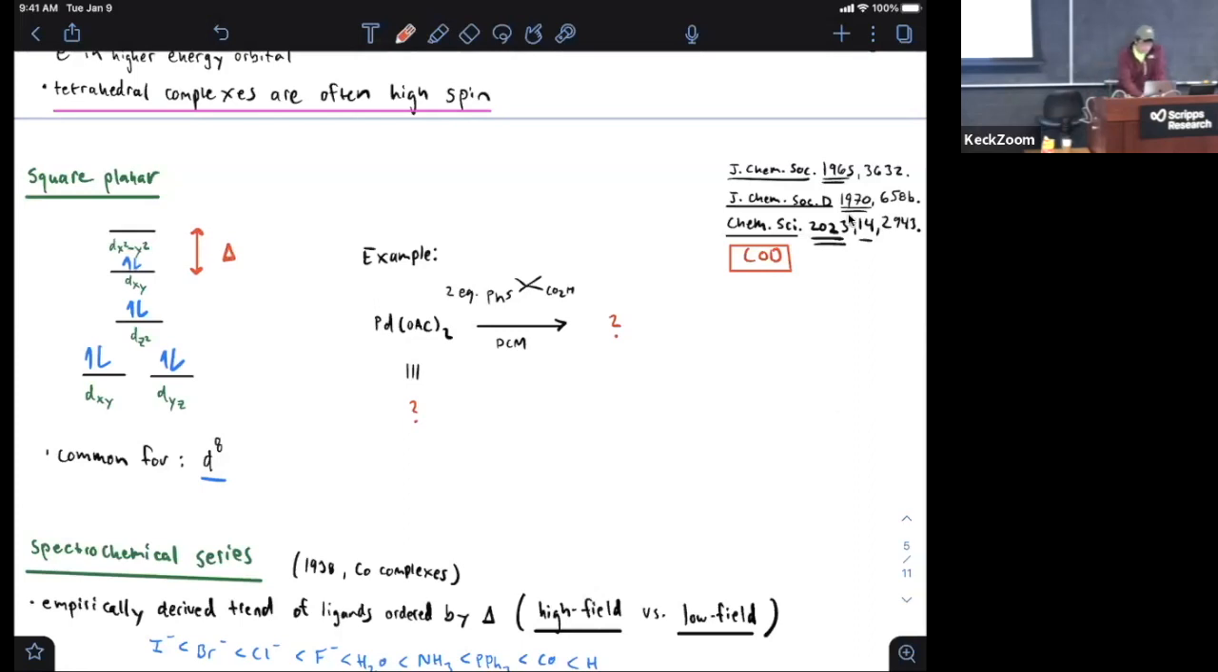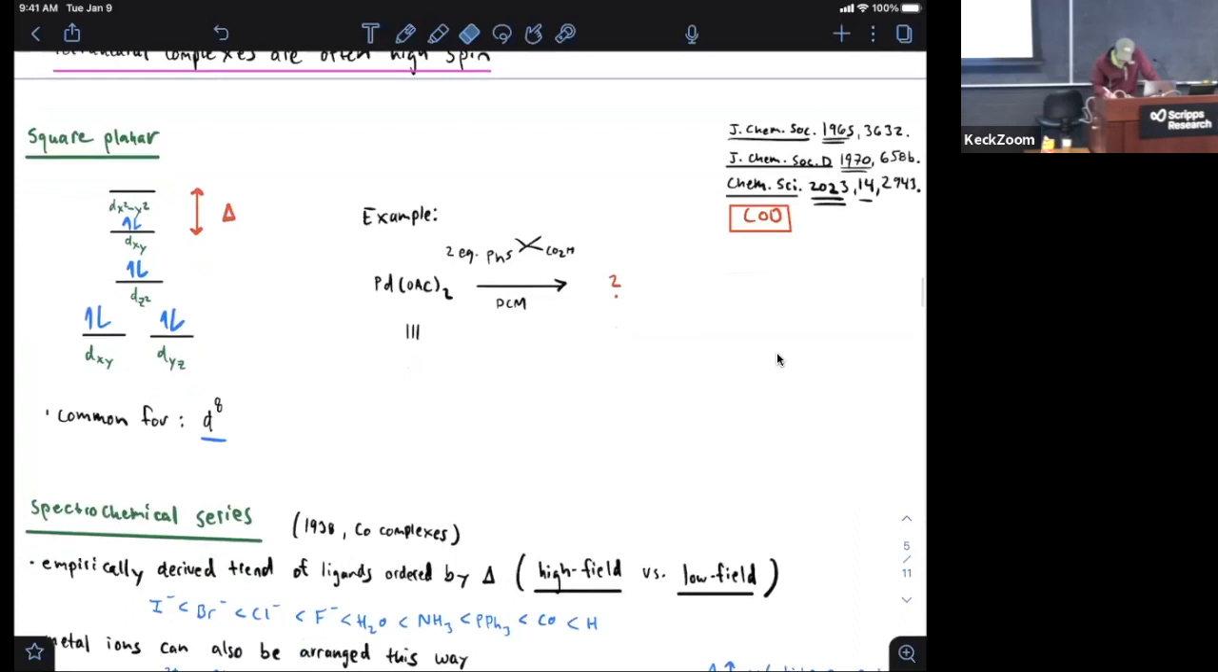Okay, let's quickly, as we close things out, just consider an example. This isn't a problem of the day, but it's just an example. So we'll try to apply everything we've learned to predict the structure of a ligand exchange reaction that you've never seen before. This ligand exchange reaction is treatment of palladium acetate with two equivalents of this.